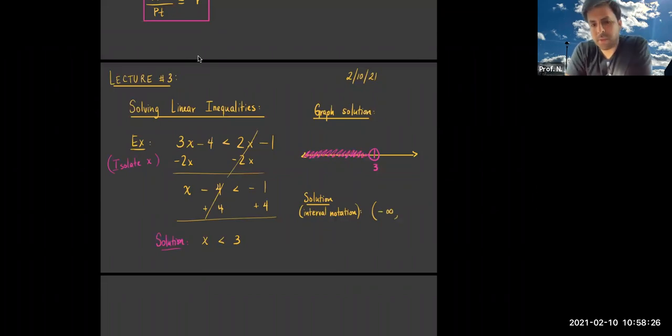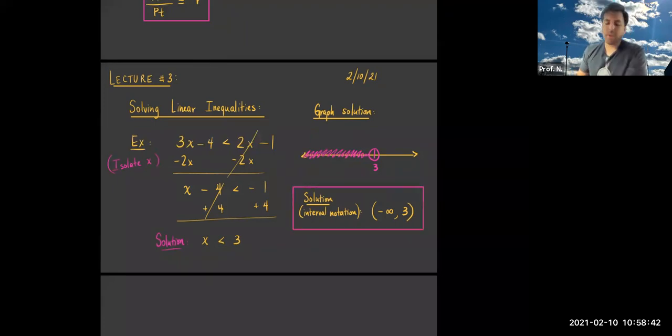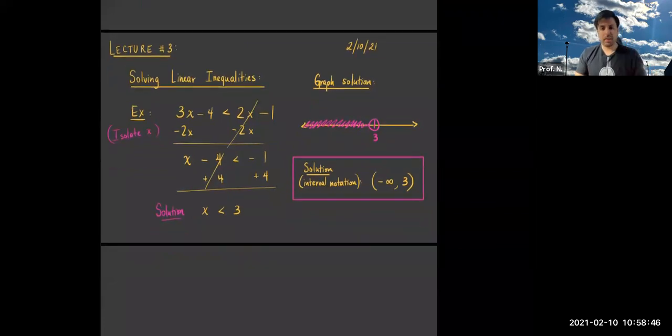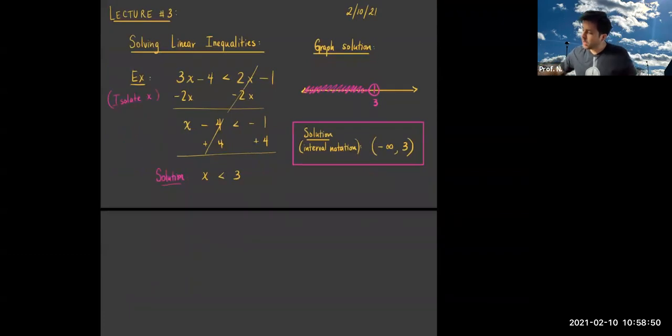And then what would be the rightmost endpoint of this interval shaded region? It would be 3. And I would have an open circle. And that's it, open parentheses. And that would be the solution in interval notation. Pretty straightforward. That's how we solve this kind of linear inequality.